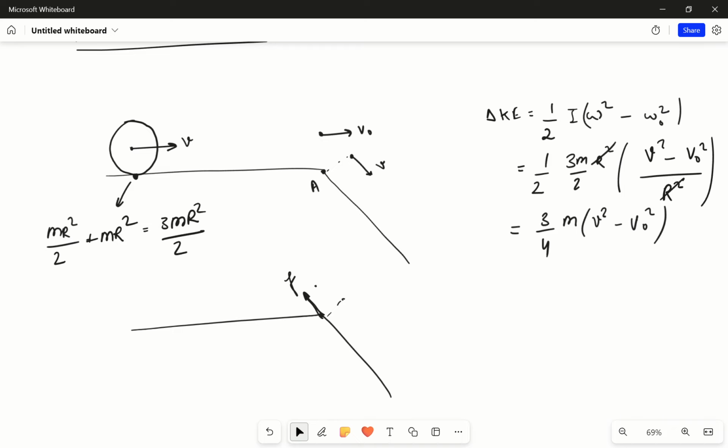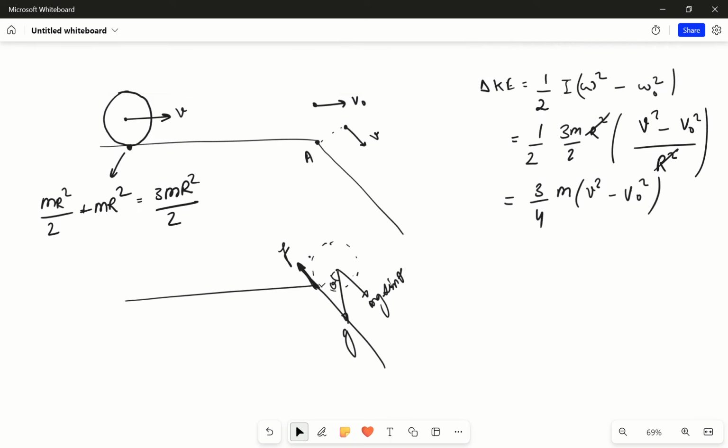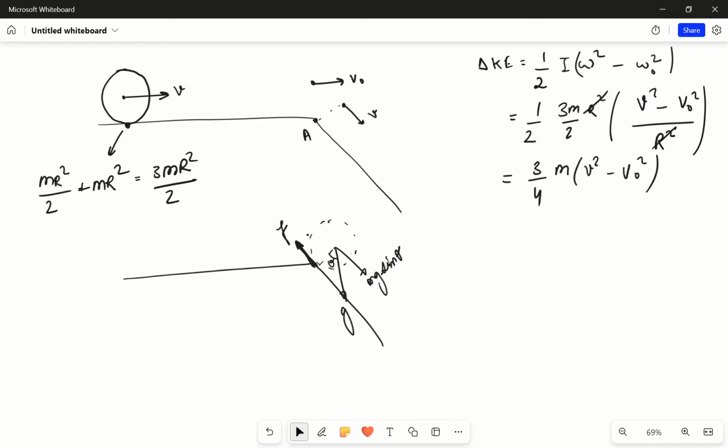So at any point the cylinder was in this position, gravity was acting like this, and friction is acting in this direction, parallel to this and parallel to mg sin theta. Theta was this. Okay, parallel to mg sin theta, it would always be like this. And yeah, what would be the work done by gravity in this process?